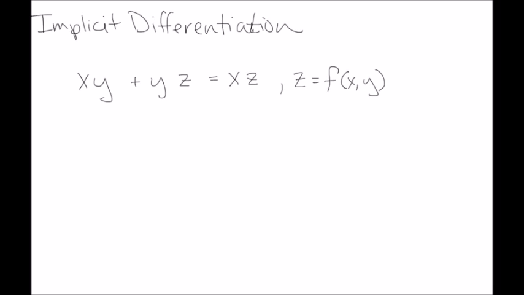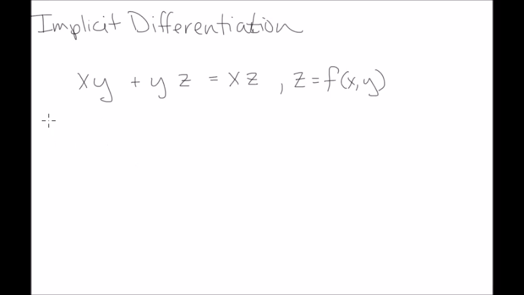So suppose you have this definition, this expression, it is not a function, where z is defined implicitly as a function of x and y. Again, x and y are unrelated. Go ahead and pause the video at this point and try it on your own.